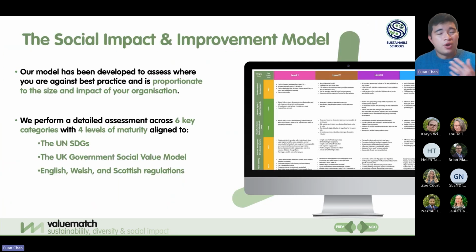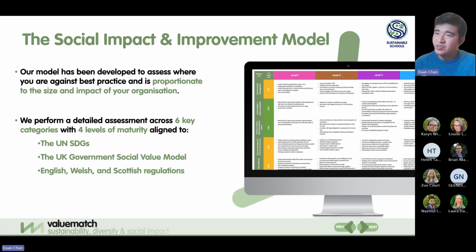Just a reminder, one of our services, when it comes to outlining how to identify social value impact areas and what to do about it, is the social impact and improvement model assessment. This basically benchmarks your organization's sustainability across multiple areas, including environmental protection, human rights, equality, diversity, and inclusion, resource use and circular economy, social value delivery, and health and well-being. So it really helps to create a holistic strategy and helps organizations to stay ahead of legislative changes and to have a competitive edge in bids.